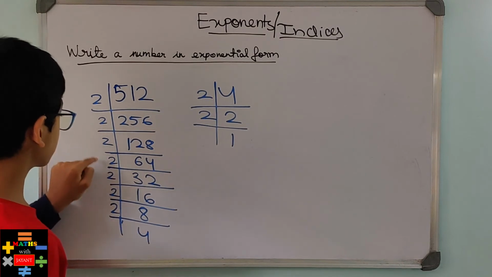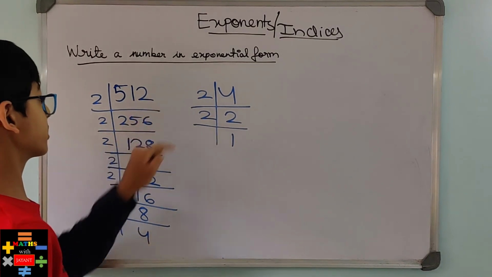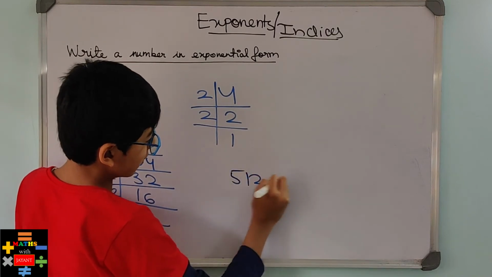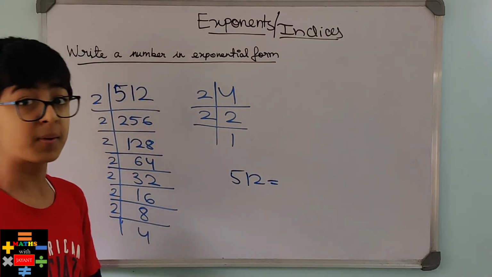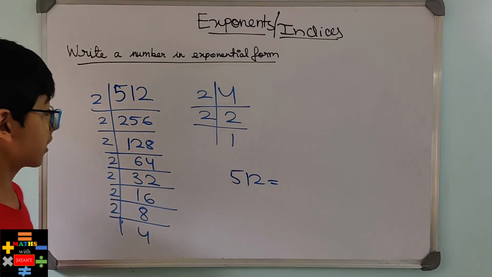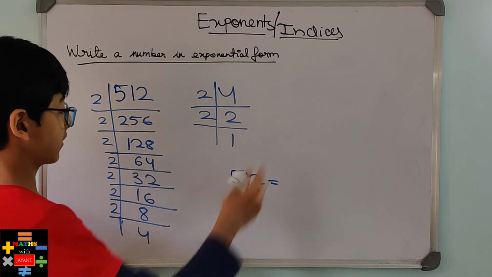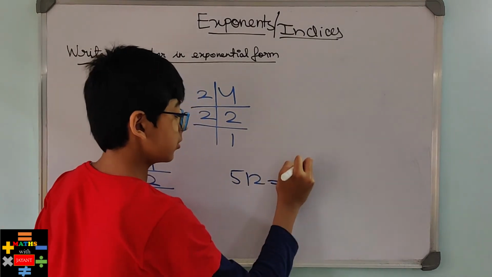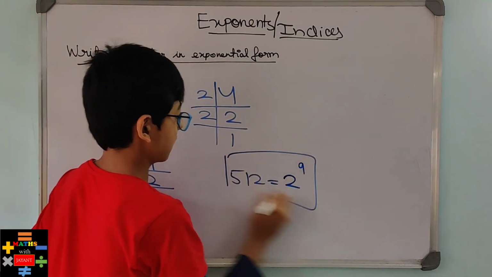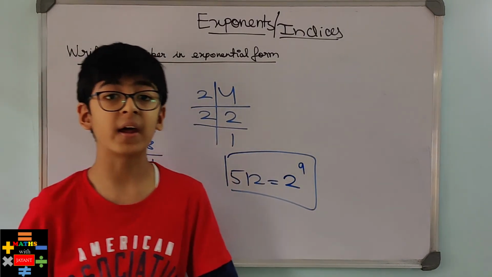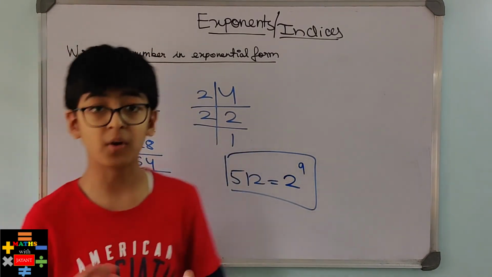2 into 2 into 2 into 2 into 2 into 2 into 2 into 2 into 2. So over here 512 is going to be 2 being multiplied 9 times. Like, you can count 1, 2, 3, 4, 5, 6, 7, 8, 9. So this is going to be 2 to the power 9. So this is how we write a number in exponential form.